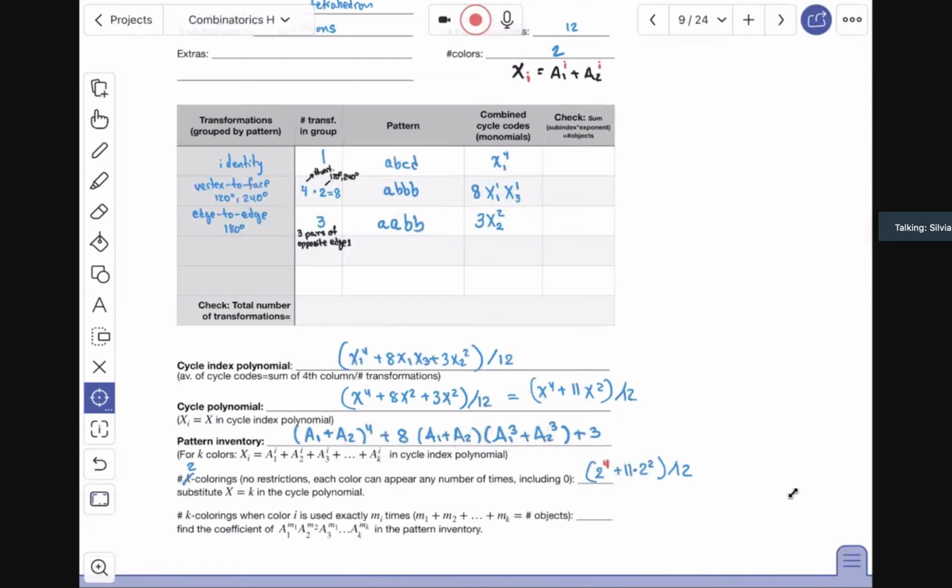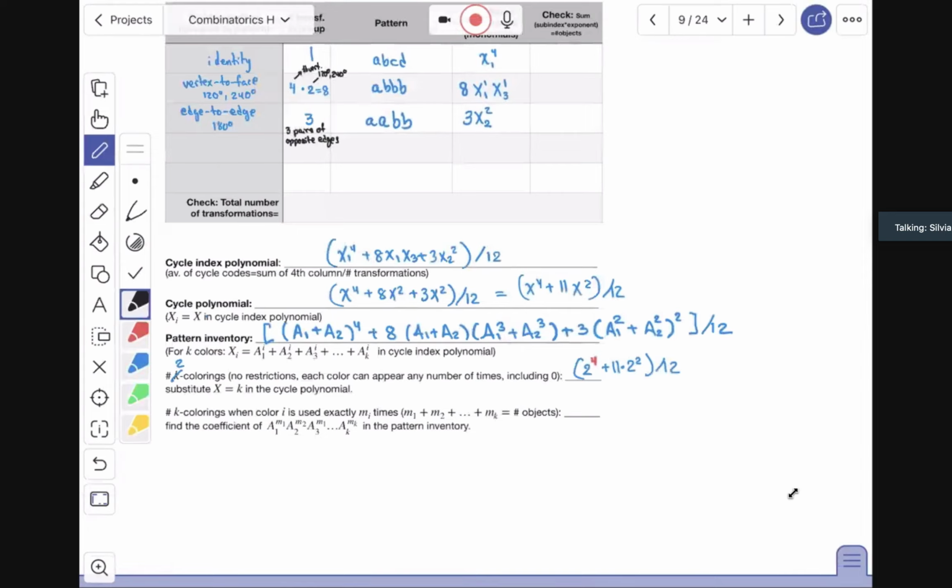Okay, and then the last one is 3 x2 squared. So I still have the square. The 3 and the square remain there. And then the x2 is replaced by A1 plus A2, and all of them have a square because the subindex was 2. And then don't forget to divide by the 12. That's your pattern inventory.